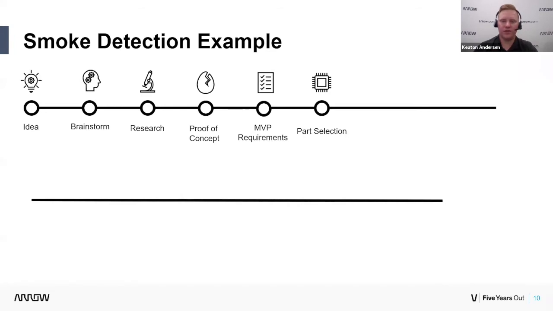We typically refer to this as hero part selection. You're looking for the key aspects of your design that you're going to need to actually get it to function.